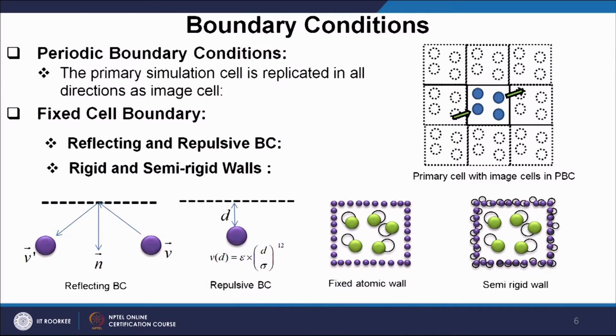Apart from that, we also give some boundary conditions like fixed cell boundary. Fixed cell boundaries can be of multiple types. Based on the amount of reflection, we divide them into two types, reflective and repulsive boundary conditions. Here I have given an example of each. Reflective means it will obey all the laws of optical reflection, so the angle of incidence will equal the angle of reflection. In case of repulsive, the molecule gets some force from the wall whenever it gets near the wall, so that it will not collide with the wall.